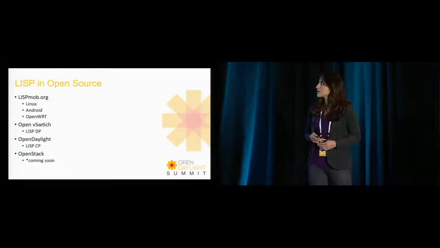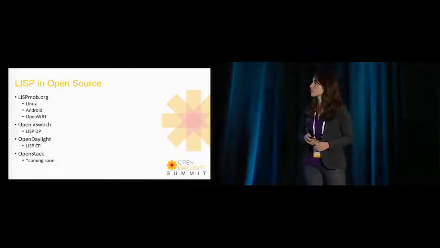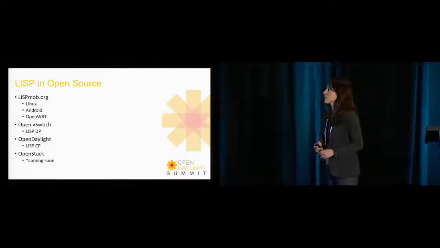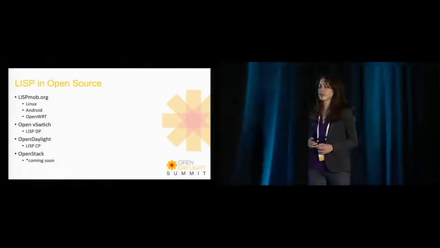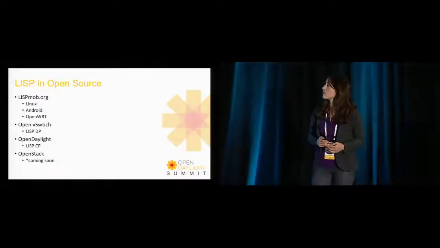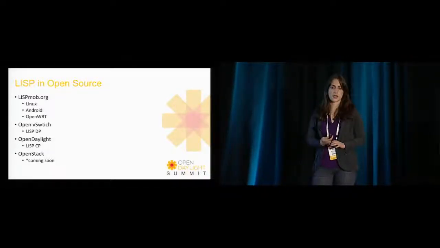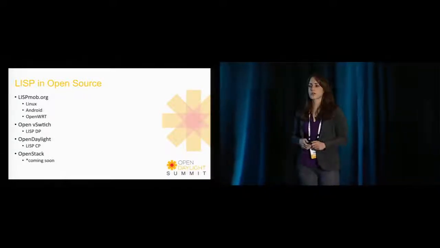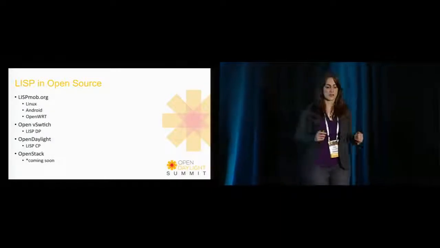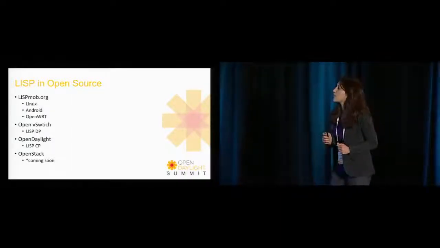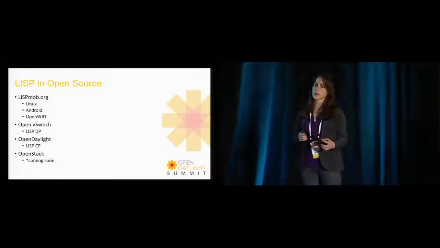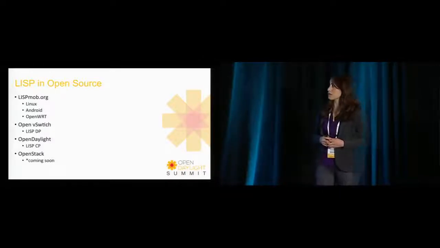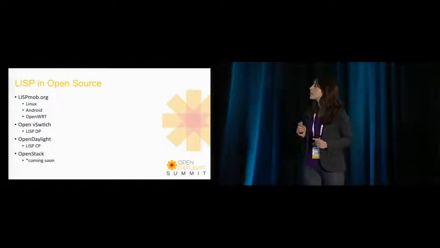Now looking at the options that are available in the open source community for LISP. So the main one is lispmob.org. And it provides a LISP router code for Linux, Android, and OpenWRT. So you can go to lispmob.org, download the code, and run it on your Linux, and you have a LISP tunnel router. You won't have a mapping system. It will be just a LISP data plane and control plane that runs on basically a LISP router.